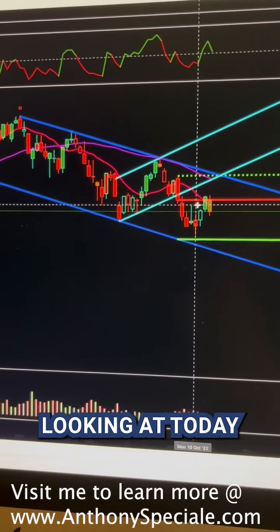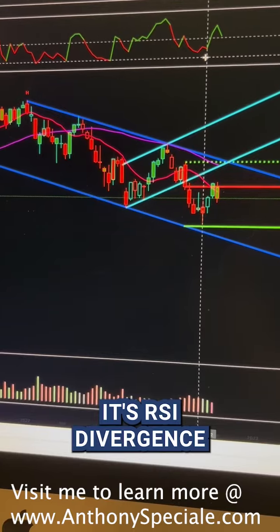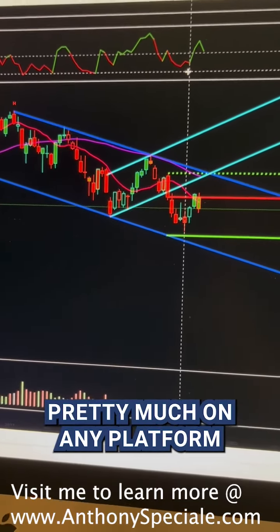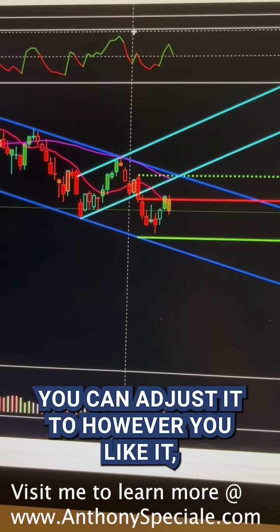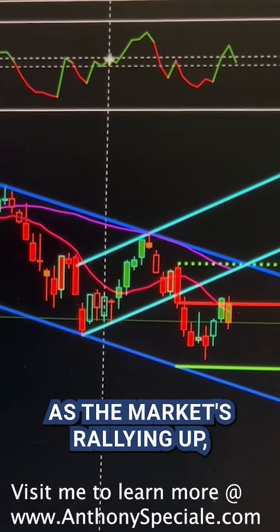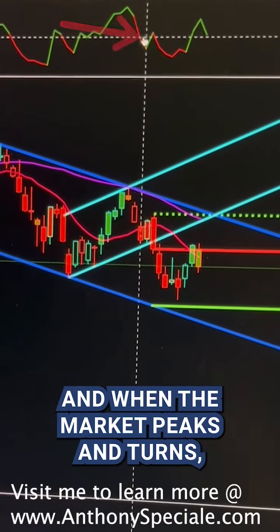But what we're going to be looking at today is this indicator here on top. This is called relative strength divergence. It's RSI divergence. You can find it pretty much on any platform. It's a generic indicator. You can adjust it to however you like it. But you can see as the market's rallying up, it continues to climb green. And when the market peaks and turns, it becomes red.